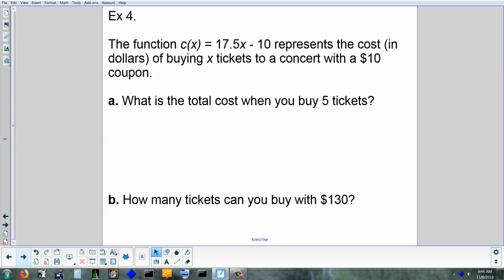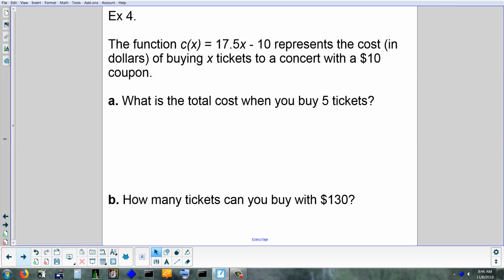Word problem. So again, this one is only asking us not to do a whole bunch of numbers, it's just giving us certain things. So the function c of x, that's how we say that, equals 17.5x minus 10 represents the cost in dollars of buying x tickets to a concert with a $10 coupon.